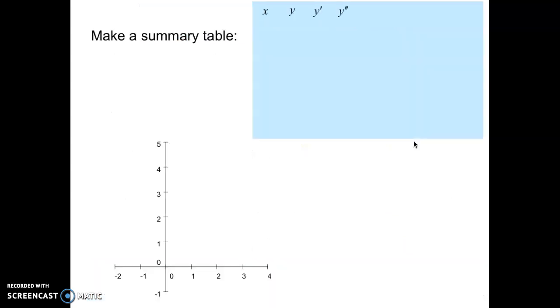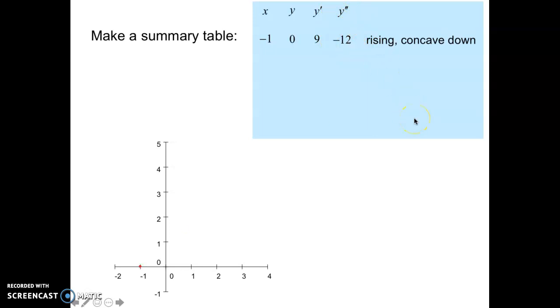So what we're going to do here is put all this information together. When x was equal to -1, the value of the curve was 0. The value of the derivative was positive, and the value of the second derivative was negative. So what does this tell me? This tells me the point (-1, 0) is on the curve. The curve must be rising because the first derivative is a positive value, and the curve must be concave down because the second derivative is a negative value.